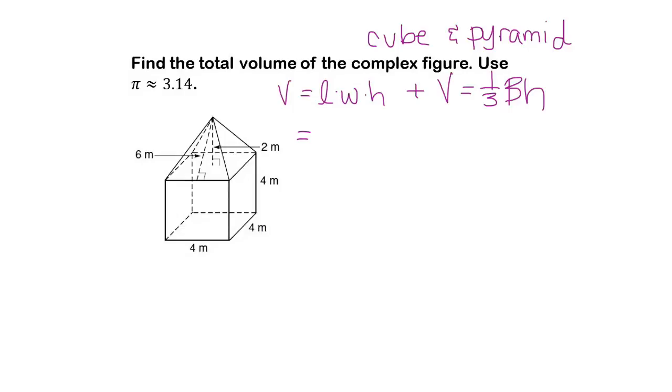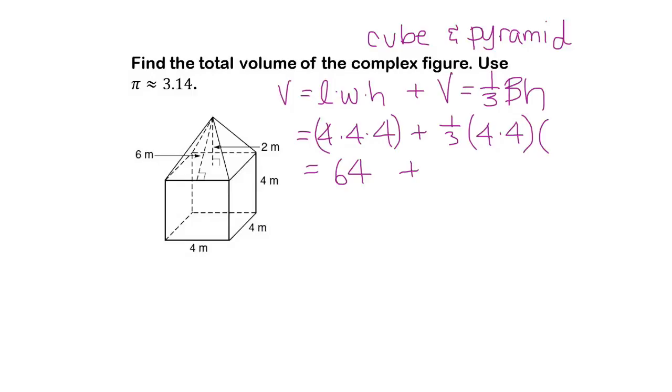So in this case, the volume of that cube would be 4 times 4 times 4, which would be 64, and then plus the volume of this pyramid, which would be a third times the area of the base, which is 4 times 4, times the height of that pyramid, which would be 2.